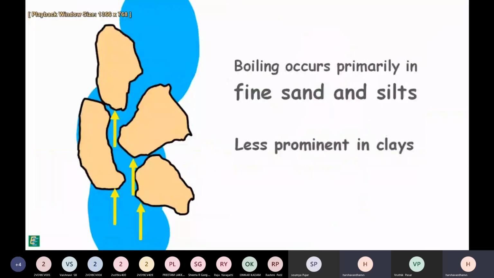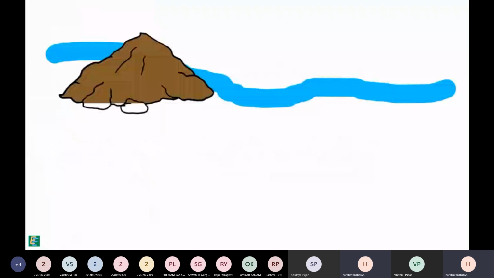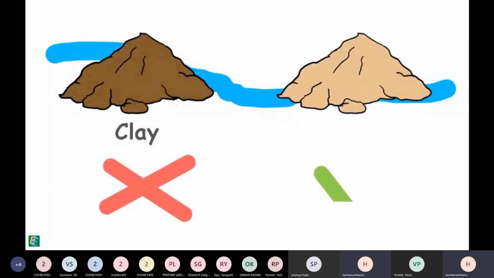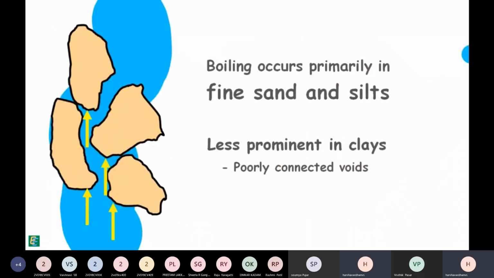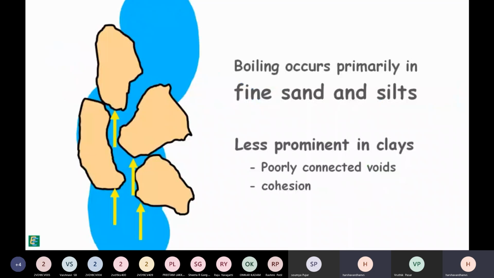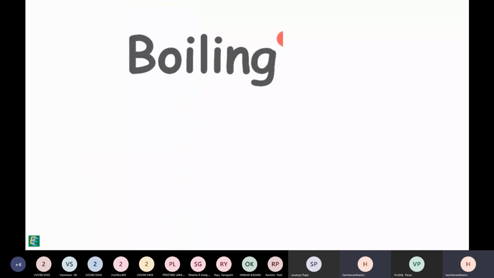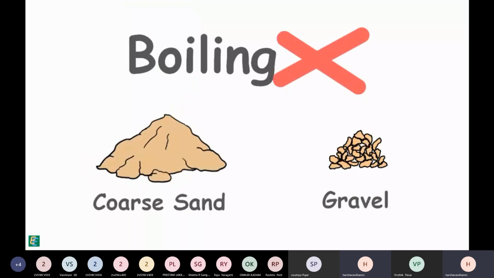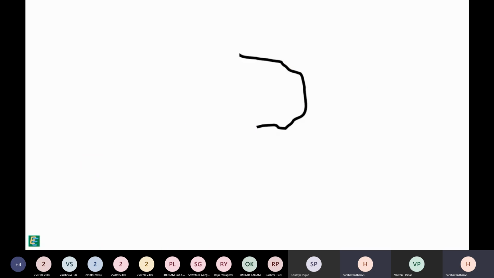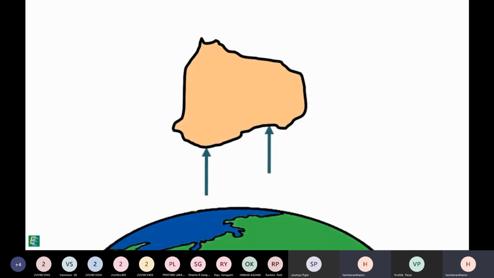Boiling is not prominent in the clay soils. Because first, clays have poorly connected voids, and flow of water is not as facilitative as in sand. And second, clay particles possess cohesion, which holds the soil grains together even at the critical hydraulic gradient. Boiling does not occur in coarse sands or gravels either, because to lift gravel particles against gravity, large water discharge is needed.